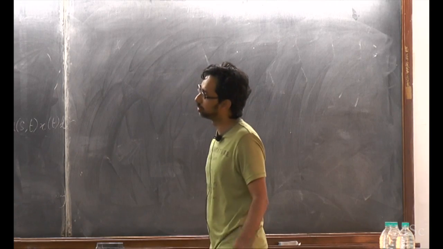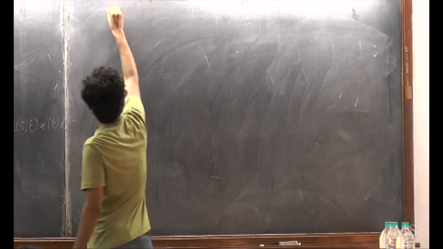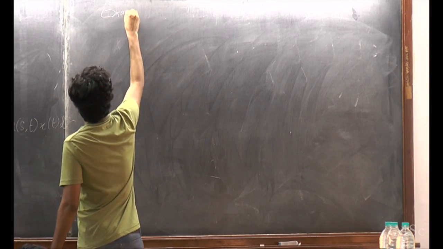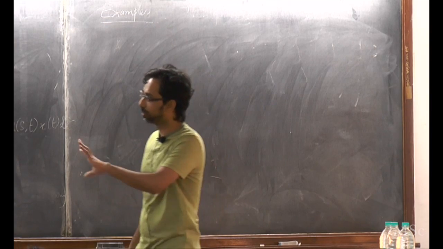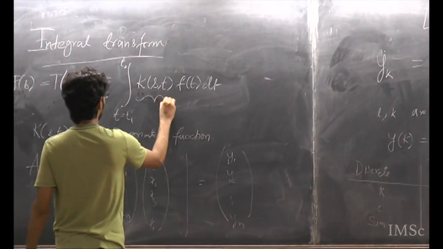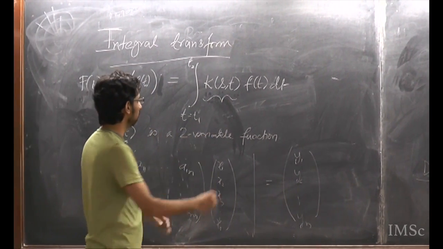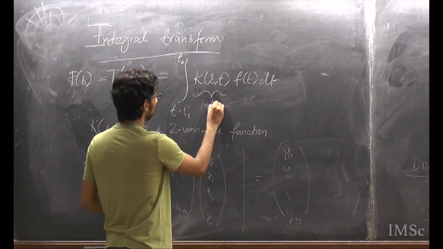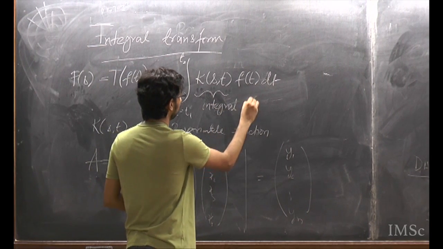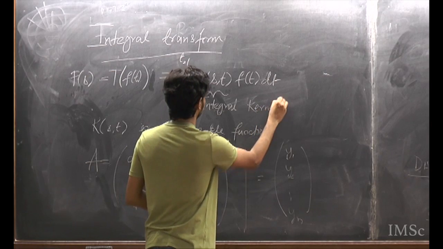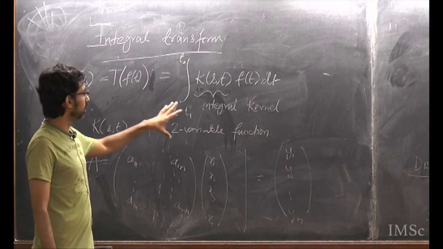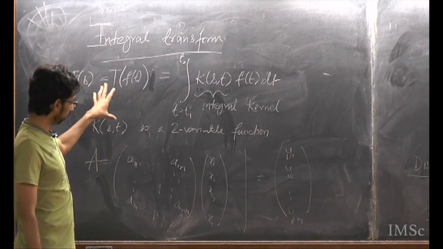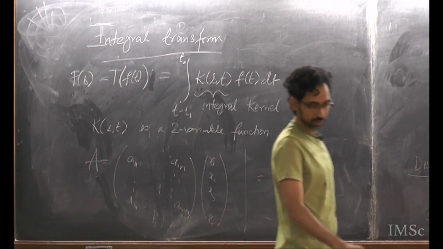So let me give some examples of integral transforms. So you just have to specify this function K. By the way, this is called the integral kernel. So you have to specify the integral kernel of the integral transform, and you have a well-defined integral transform.